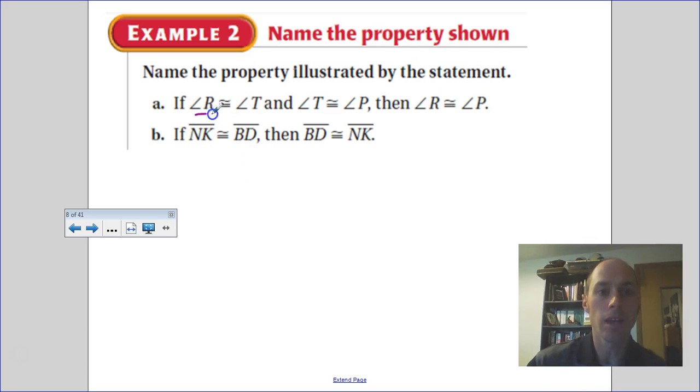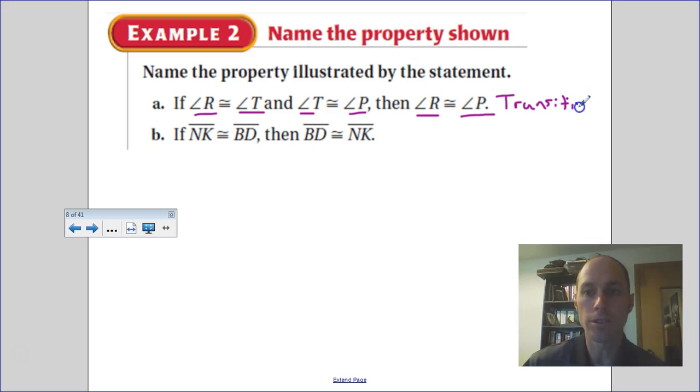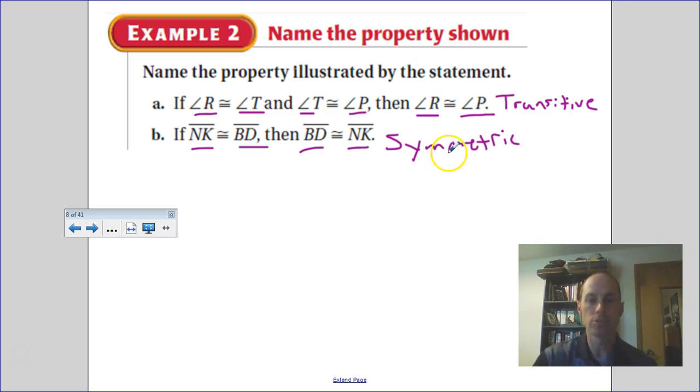So the first example: angle R is congruent to angle T, is congruent to angle P, so angle R is congruent to angle P. That would be the transitive property because they're all equal to each other. If segment NK is congruent to segment BD, and if segment BD is congruent to NK, so we're just flipping those around, that would be the symmetric property of equality. Think of symmetry. It's the same on both sides, so you just flip it over.